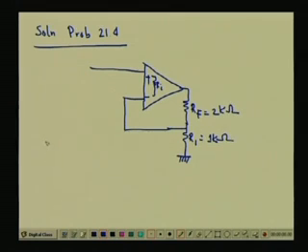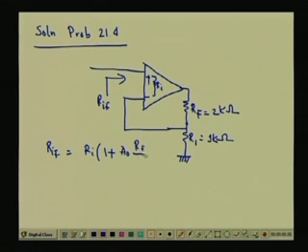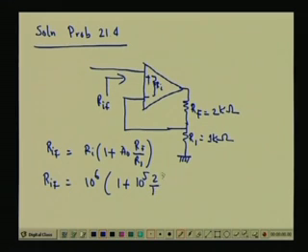Now obviously I can write, looking from this terminal, RIF equal to Ri (1 + A naught Rf by R1). So RIF equal to 10 to the power 6 (1 + 10 to the power 5 by 1). This will give you almost 2 into 10 to the power 11 ohm, quite a high input impedance. Now, if I draw the equivalent circuit of our measurement system, it will look like this.